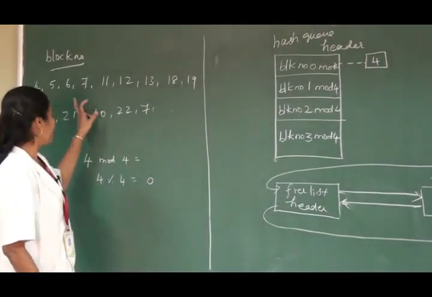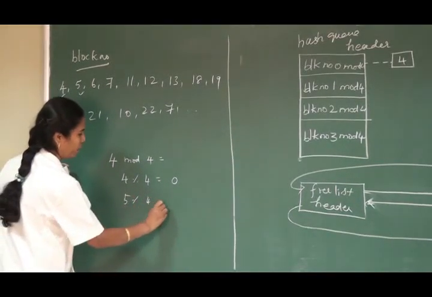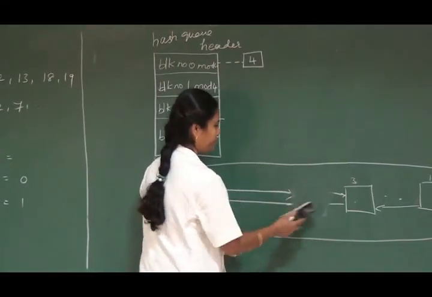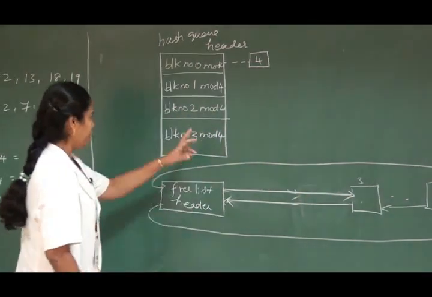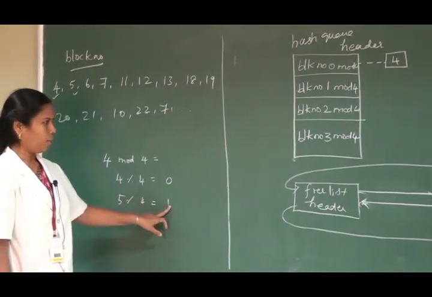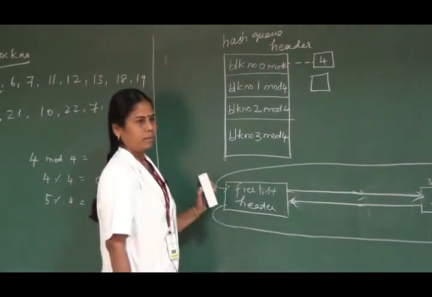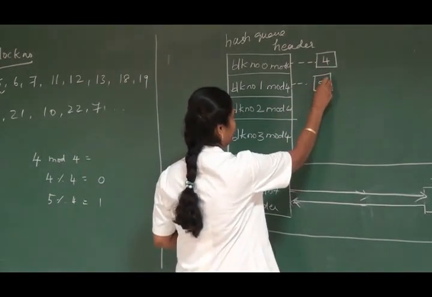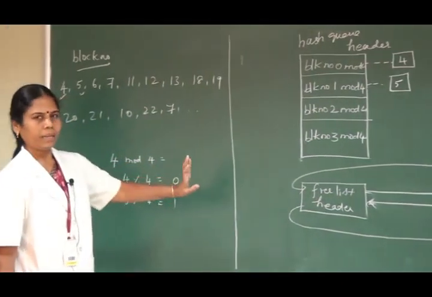Now the next block we require is 5. Now 5 mod 4 is 1. So remove the second buffer and adjust the forward and backward pointers. For the second buffer, the block we have to read is 5. The mod value is 1. So put the buffer in hash queue 1 and read the content of block 5 from disk into this buffer.